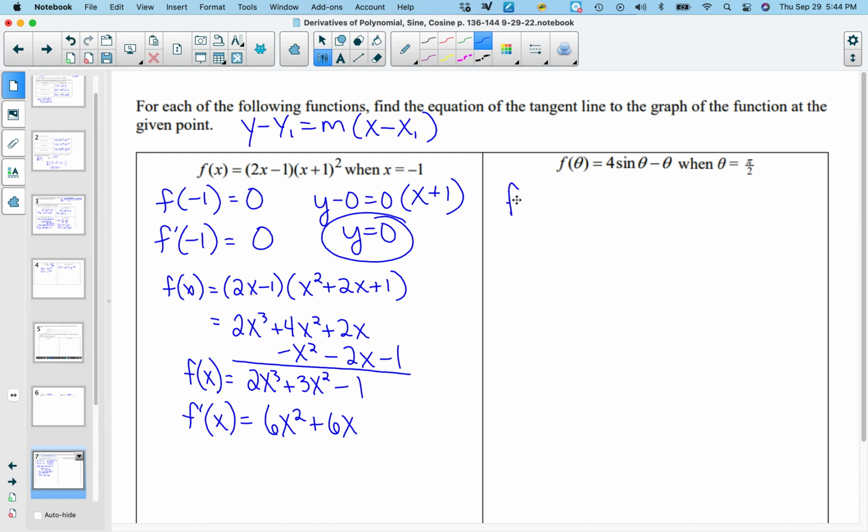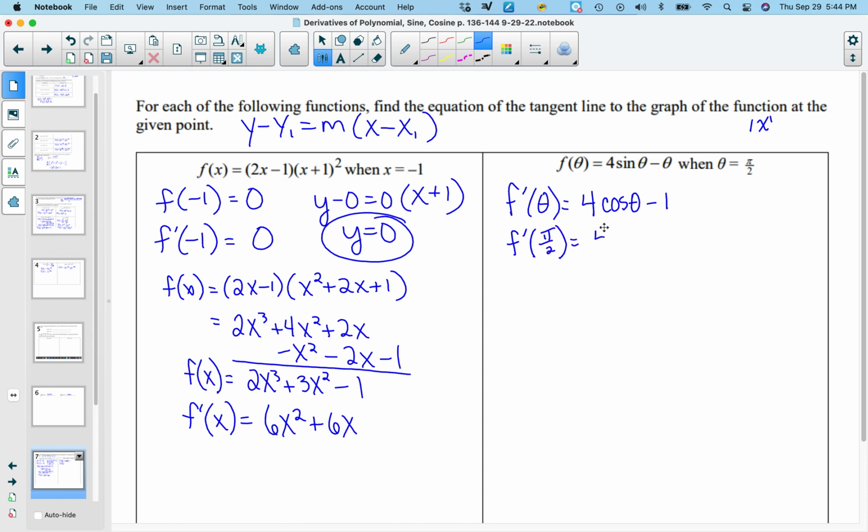So when we find f prime of theta, remember the derivative of sine theta is cosine theta. So I'm going to get 4 times cosine theta. And then the derivative of theta is just 1, because remember, this is like having an x, and the derivative of 1x to the first power with respect to x was just 1x to the 0 power, which would just be 1. So the derivative of this, because we're doing the derivative with respect to theta, you just get 1. So that's my derivative.